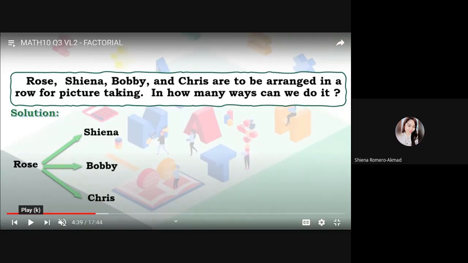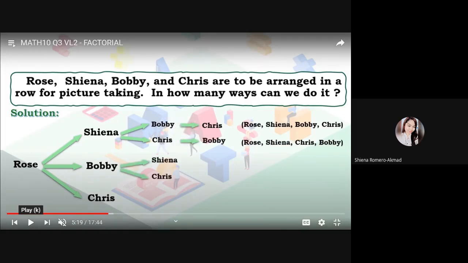Okay? So, kunwari yung first position, ang ilalagay natin doon si Rose. 4 yung pinagpilian natin, si Rose yung pinili natin for that first position. So, sa pangalawang posisyon, 3 yung natitira. Yan ay si Sheena, si Bobby, and si Chris. Kung pinili ko si Sheena for that position, the next position can be Bobby or Chris. Kapag pinili ko naman si Bobby for third, following Sheena, the last position would be Chris. And the arrangement is Rose, Sheena, Bobby, Chris. If I do the same, we have Rose, Sheena, Chris, and Bobby for the second.